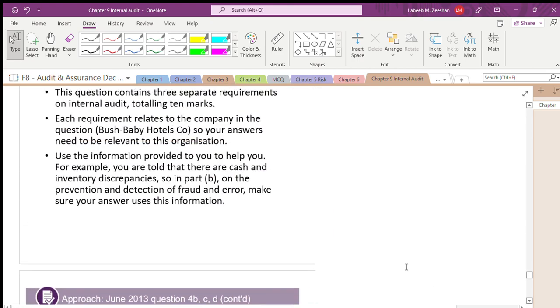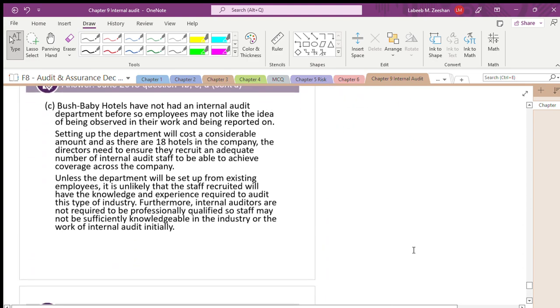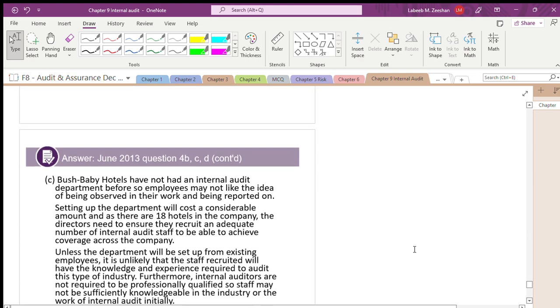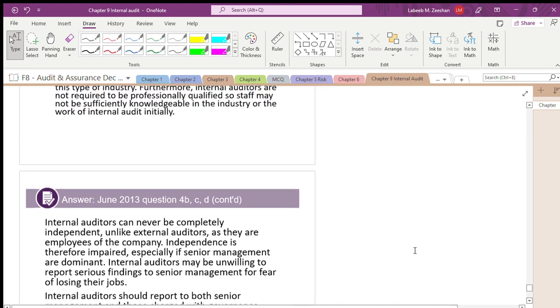What is the second part? They are asking us to describe the limitations. What are the limitations? Limitations are also two things.